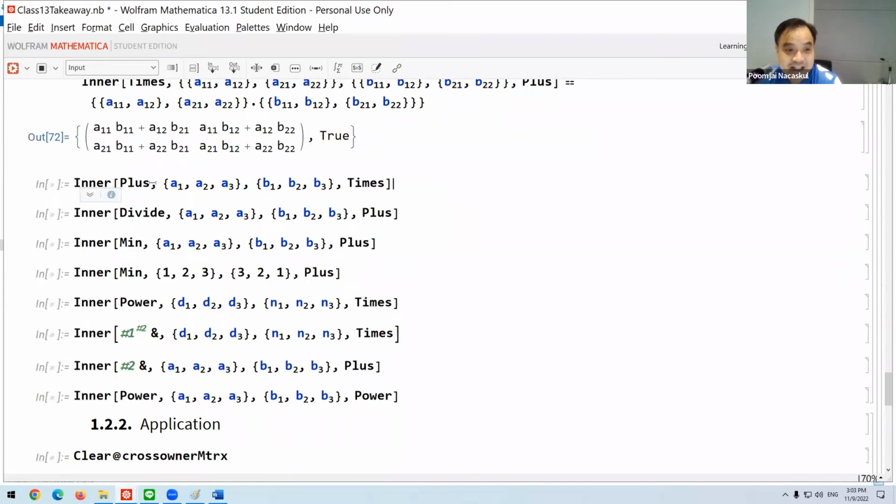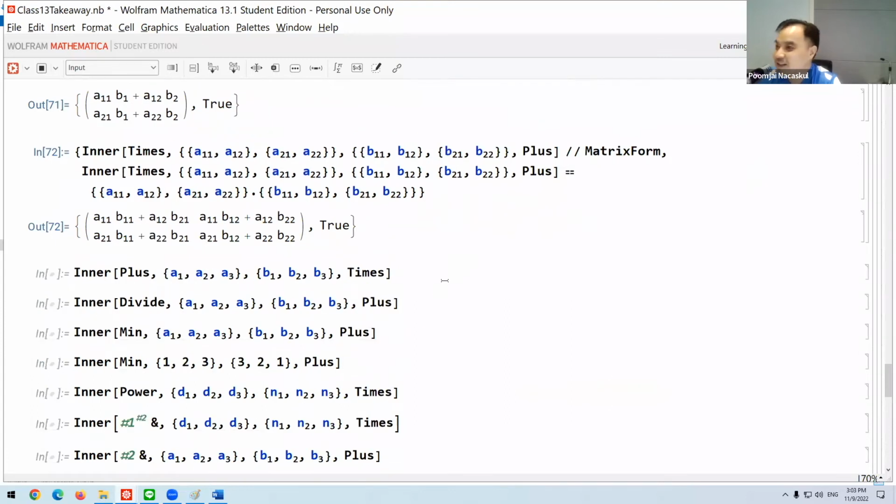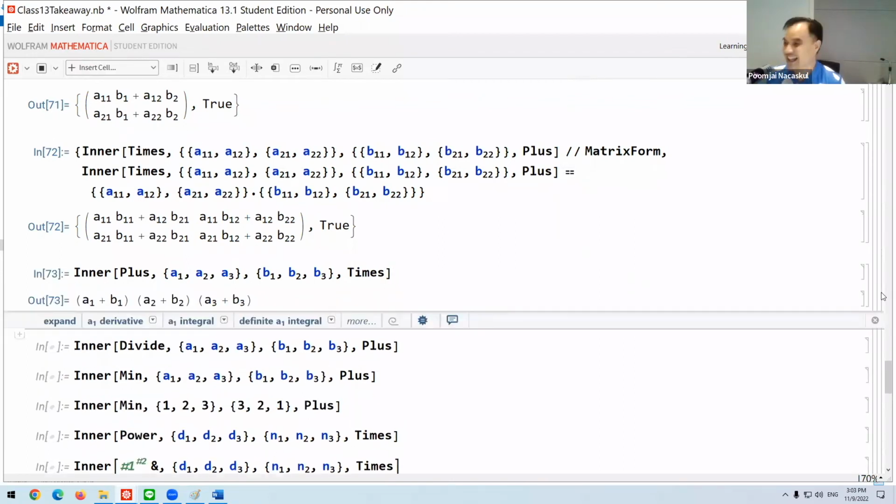So if this is times and plus, what if we did the opposite? We plus first and then times. What do you guys think is going to happen? You get a binomial expansion, because it takes the first two elements and adds them, second elements and adds them, third elements and adds them, and then multiplies them. This is an operation. It's completely valid. It serves a different purpose, but it's completely valid.